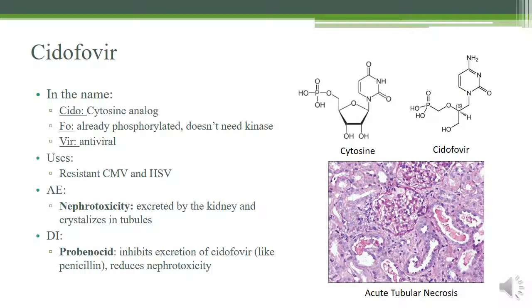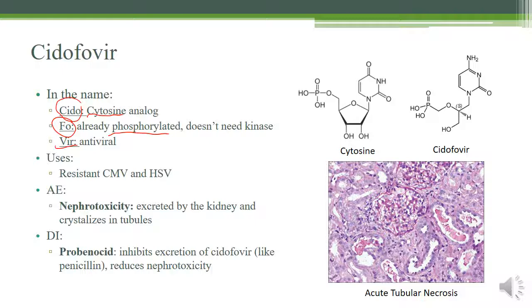Cidofovir is a bit different in that it's not a guanosine analog, it's more of a cytosine analog. And I remember that as Cido, which means cytosine, and FO, which just reminds me that it is already phosphorylated. So you don't really need a kinase of any kind to use it. And then it ends with vir at the end, so I know it's an antiviral drug.